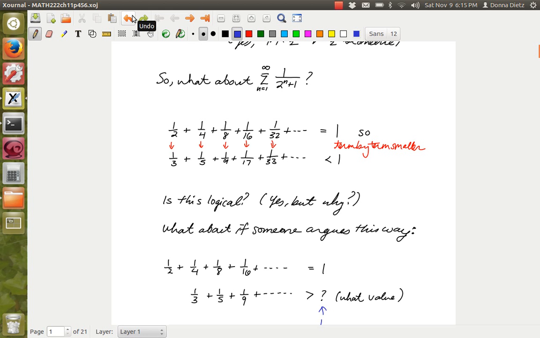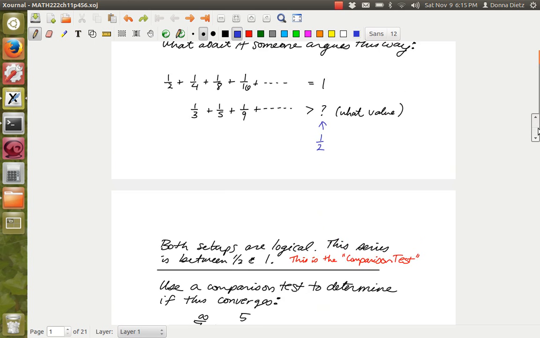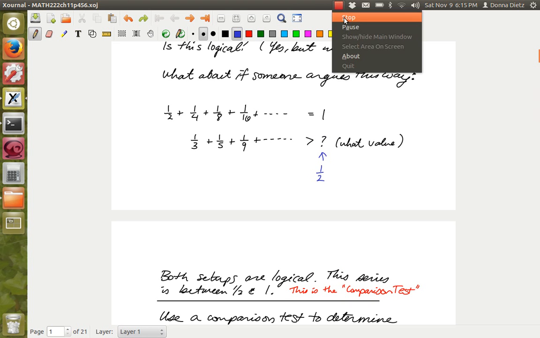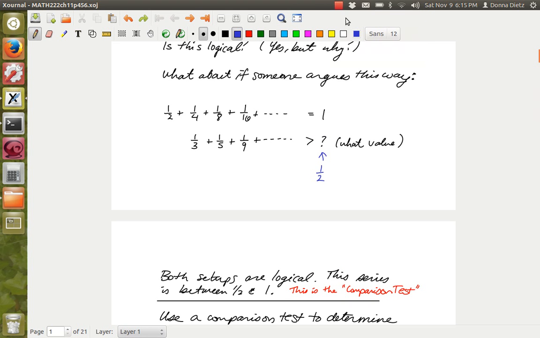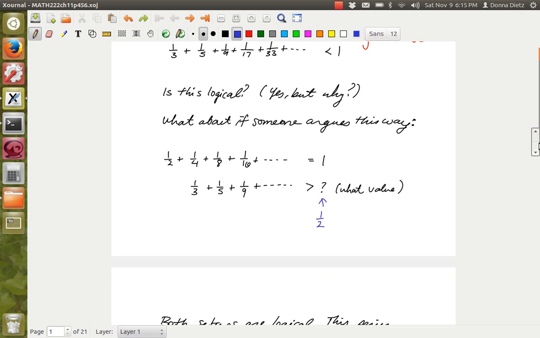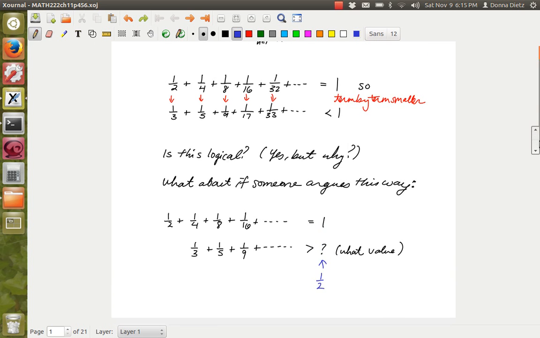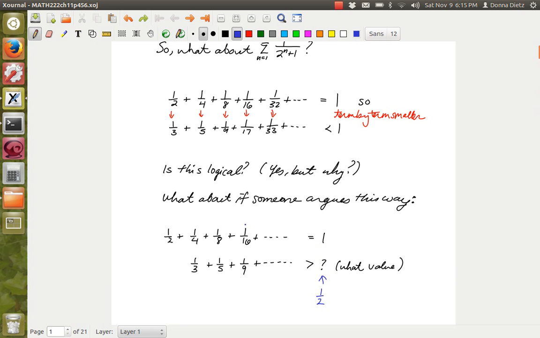So what about if somebody argues the following? What if they say, okay, 1/2 plus 1/4 plus 1/8 plus 1/16, which is our first series, and then the second one we just slide it over and say, well, you told us that we can throw away any finite number of terms. Well, that's true actually.